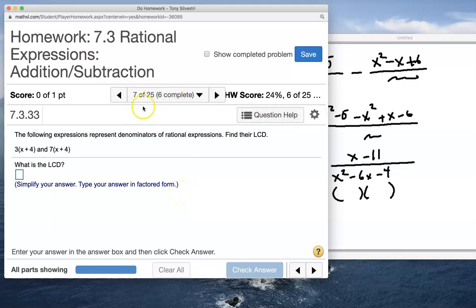So after this video, you should be able to do the first 6 problems. Now what happens is they're talking about this thing called LCD. That stands for lowest common denominator. And there's a whole process that I need to show you about lowest common denominator. So I'll stop the video here and do the first 6 problems in that homework.